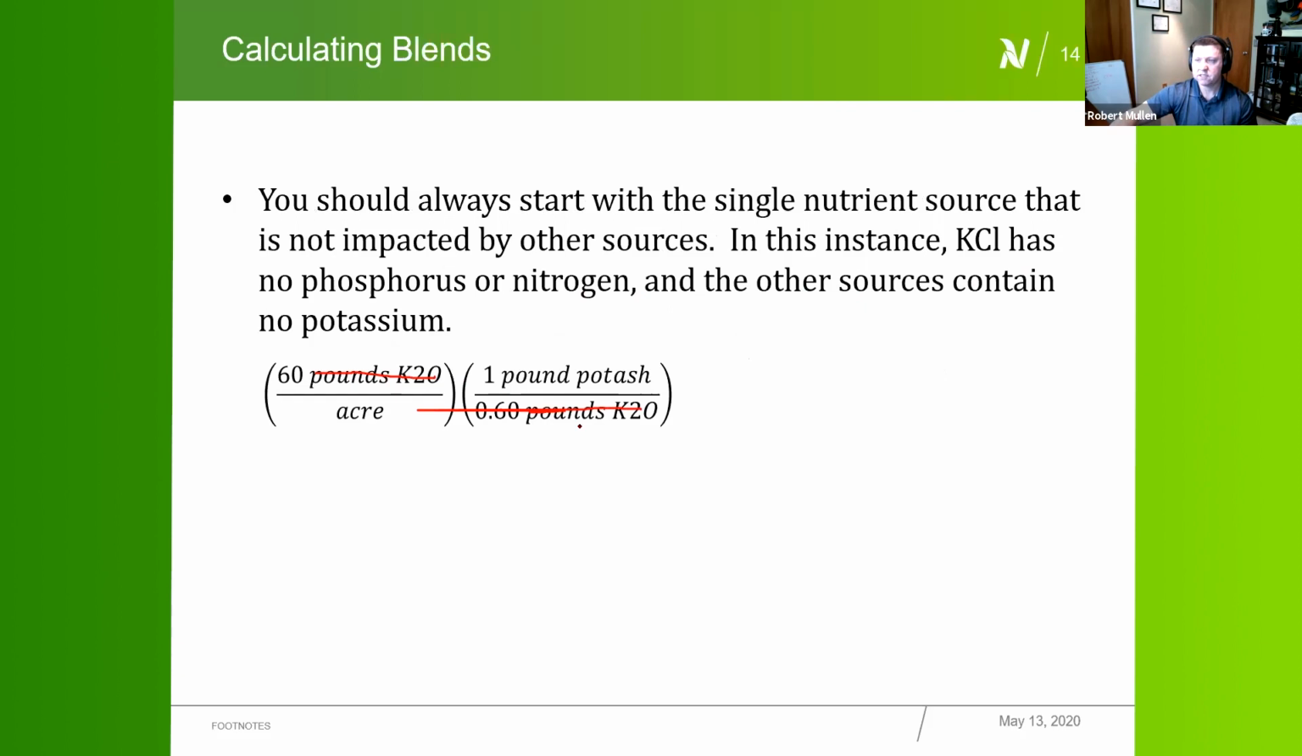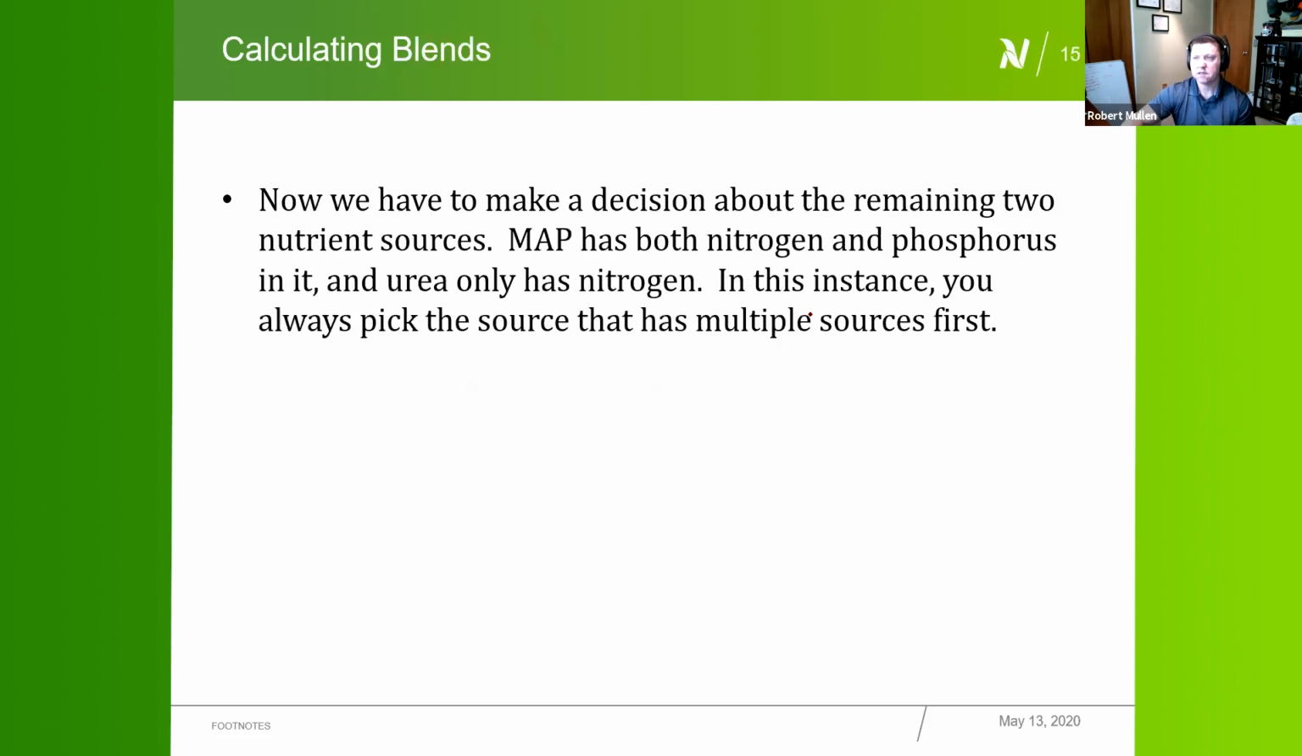I know I'm getting 0.6 pounds of K2O. You do the math, and surprisingly enough, if you want 60 pounds of K2O, you've got to supply 100 pounds of potash per acre to achieve that rate. That one's straightforward. That's why I always start with the one that's left by itself first. It's the easiest. It's the lowest hanging fruit. Go ahead and do the calculations. Now I have to go through the other two.